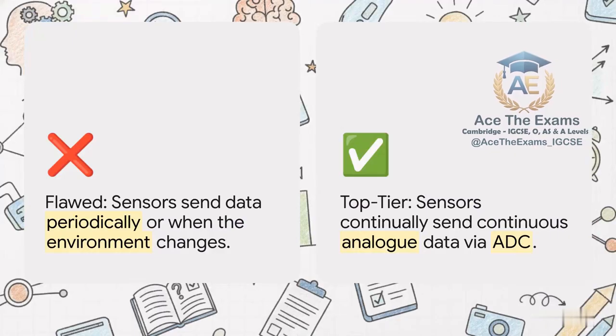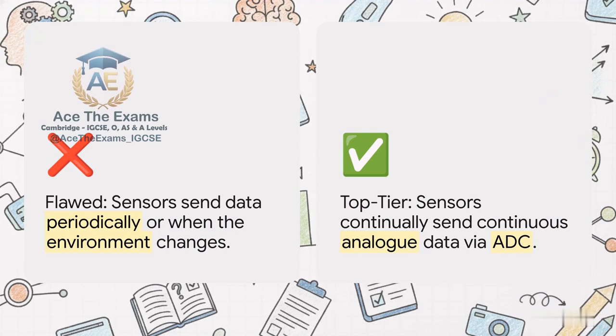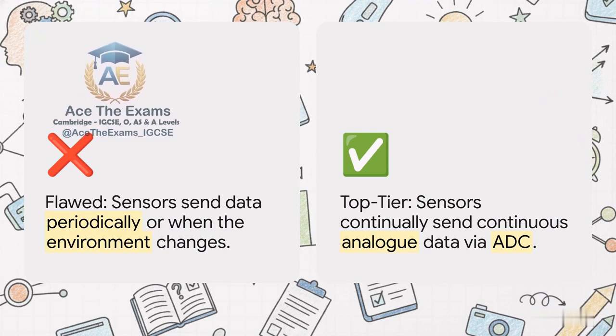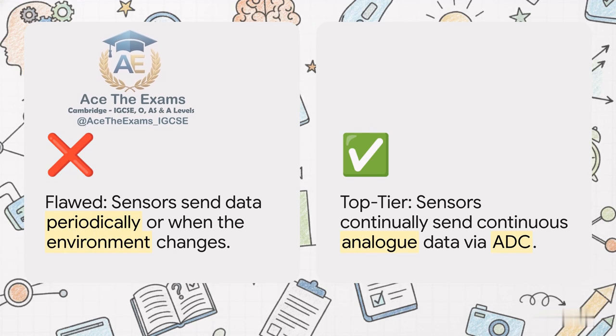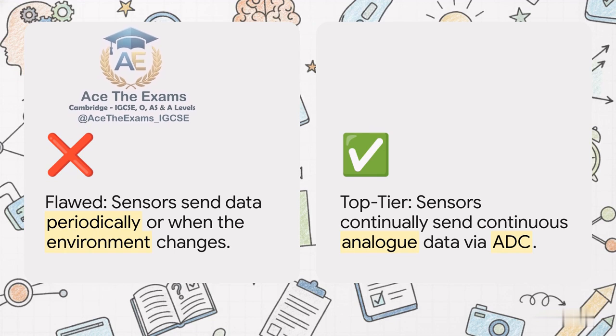All right, we've got a two-student duel right here. I want you to predict the winner right now. Student A claims sensors send data every few minutes or when the environment changes. But student B says sensors continually send continuous analog data that is converted via an ADC.